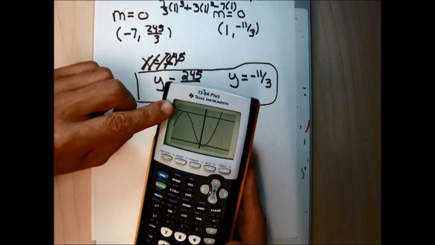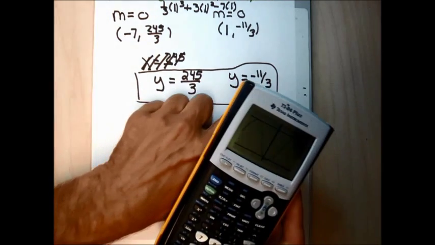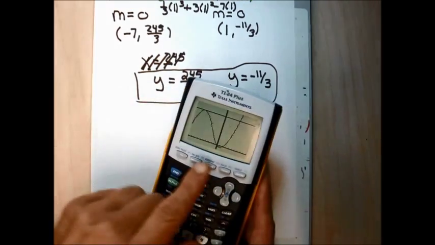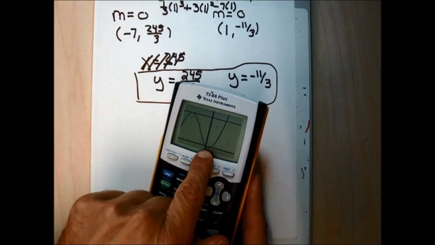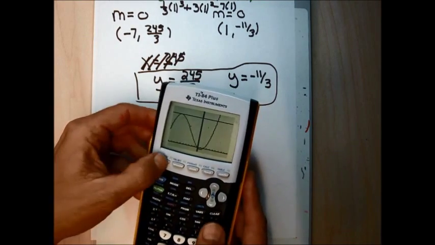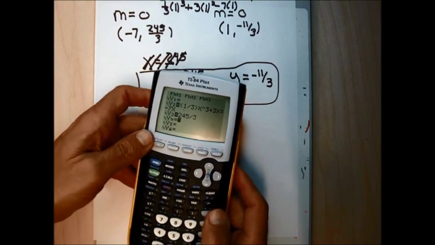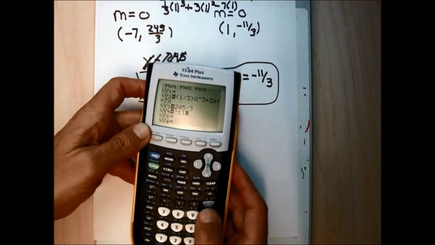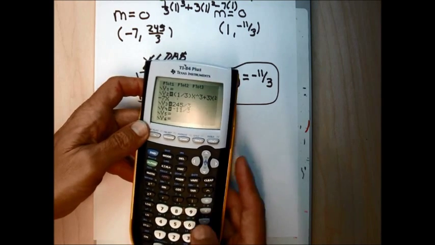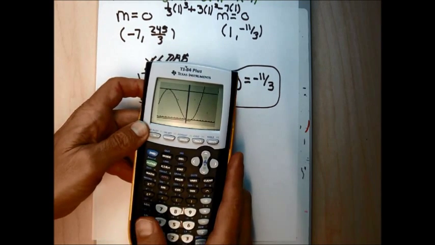I guess I won't even need to change the window to see that tangent line right there. It has to go right through that valley right there. So let me just put this in a y3, go down to, well, actually it's a y4. Go down to this and go -11 divided by 3 and graph it. And now it goes right through the valley.